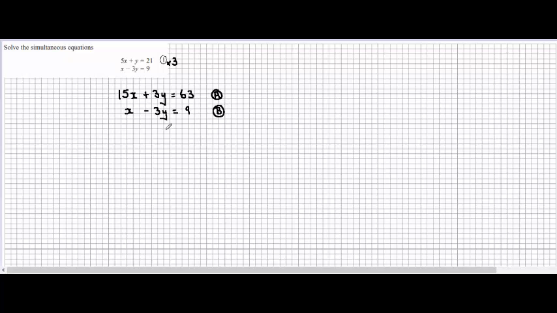Now here we can see that the 3y here is positive and the 3y here is negative. So the next thing I can do, I can simply add A and B together. So 15 plus x is 16x. The y terms will now cancel out, and 63 plus the 9 is 72. Now I want to solve this for x, so I'm going to divide by 16.